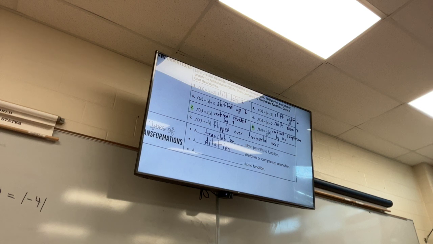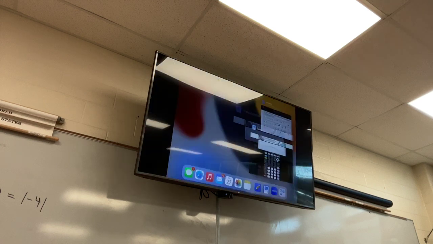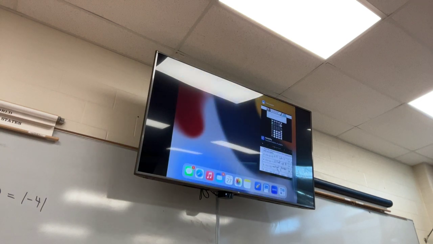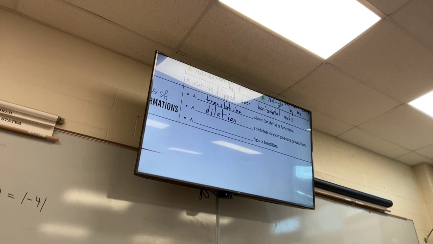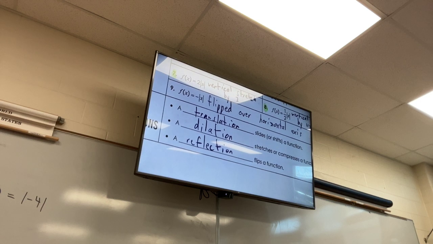What's an example of translation? Number 3 was an example of a translation, when our parent graph got shifted to the left by 2. So I can pull that back up. Yeah, so there was an example of a translation. It just got shifted to the left by 2, okay? So dilation is going to stretch or compress your graph. A reflection flips a function. That was number 9. It just flipped our parent graph over the horizontal axis.